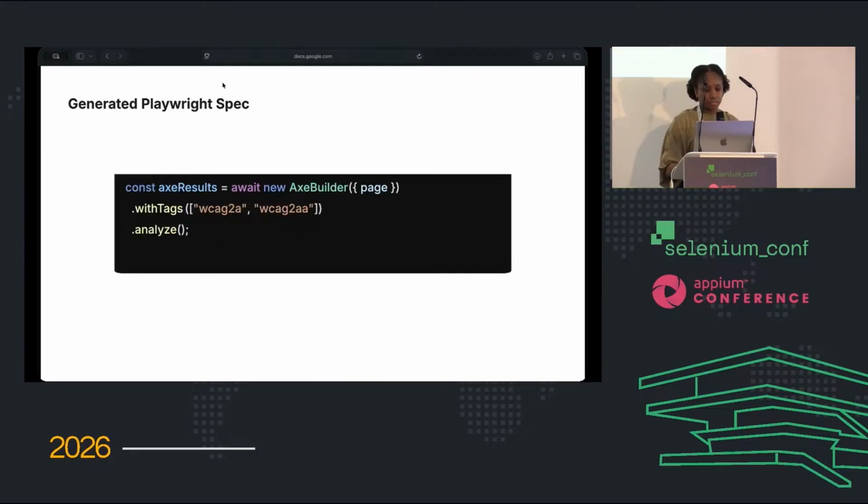So here, like I said on the previous slide, this part runs your generic accessibility checks to focus on the more standard accessibility standards.